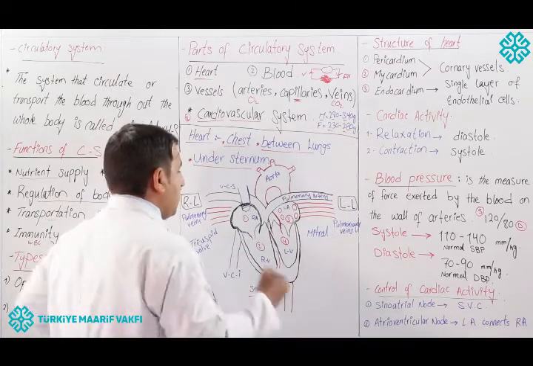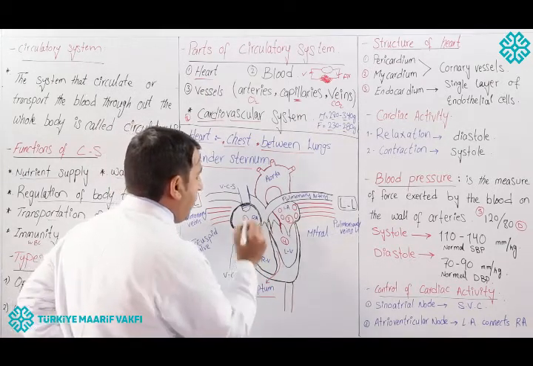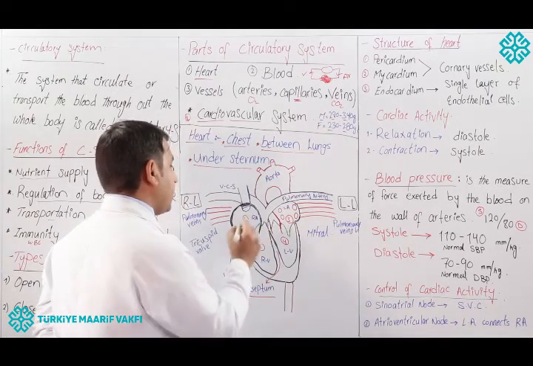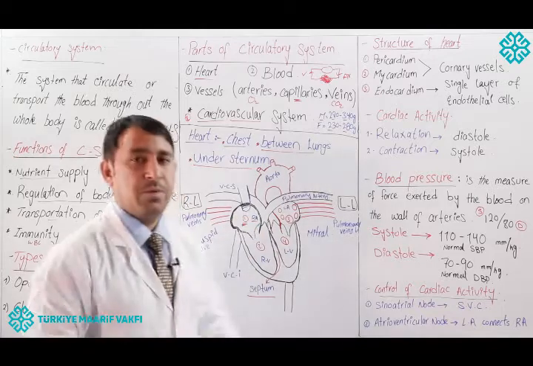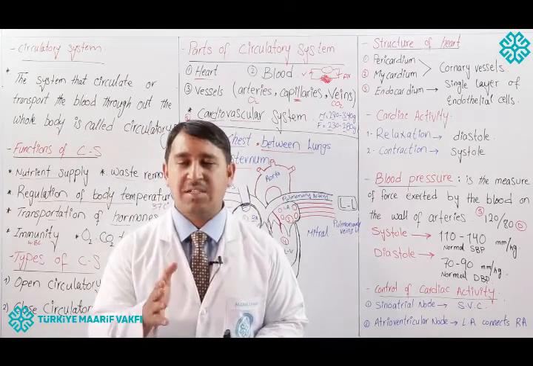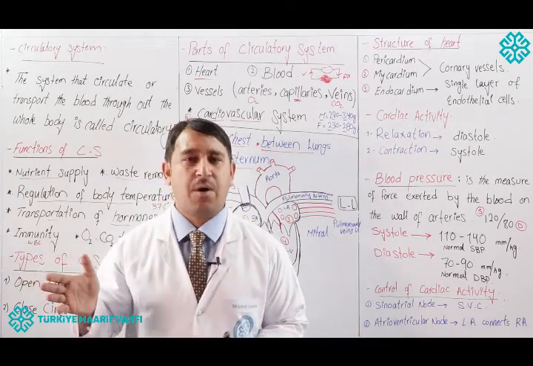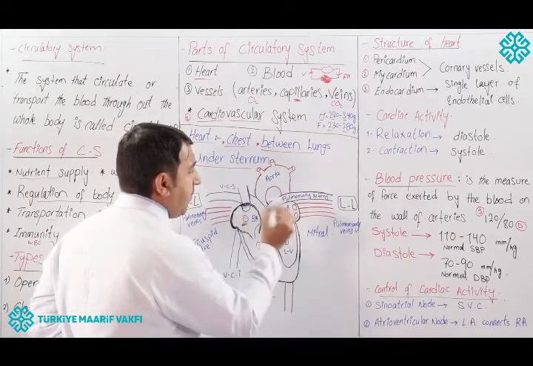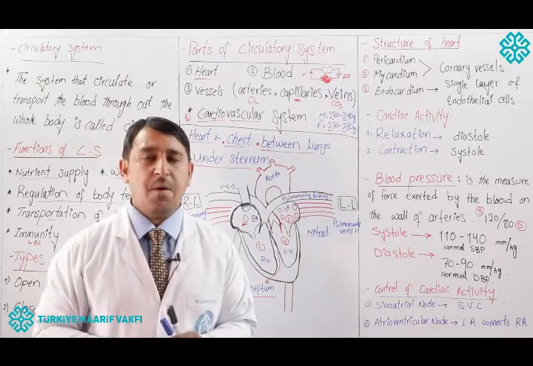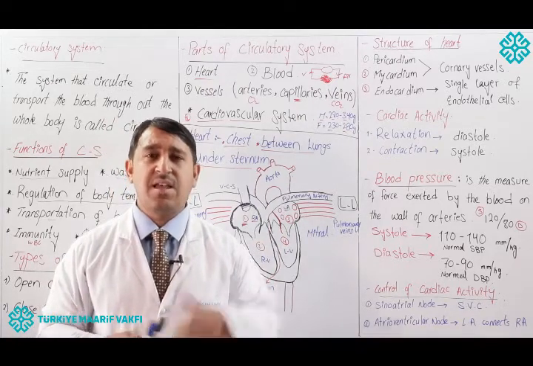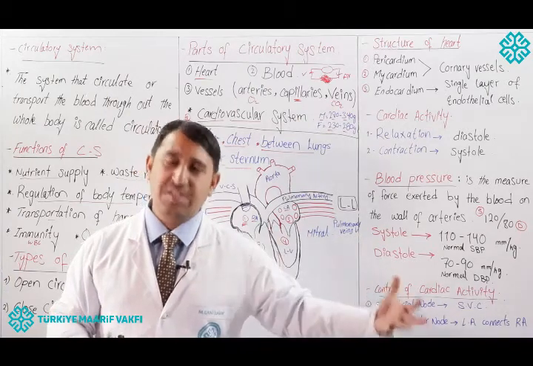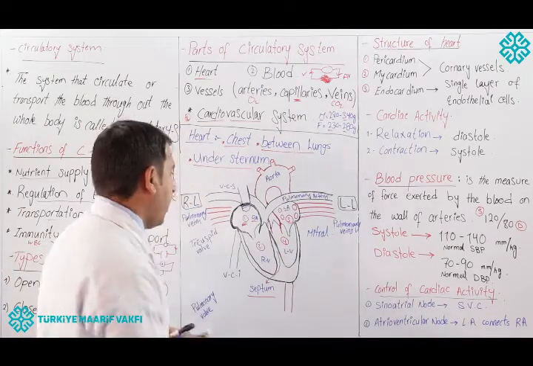Now on the right side we have 2 chambers. The first chamber is in the upper part. This upper chamber or cavity is called the right atrium. Why right atrium? Because it is on the right side of the body. And the same cavity or chamber we have on the left side. The name of this cavity is the left atrium. Why left atrium? Because it is located on the left side of our body.